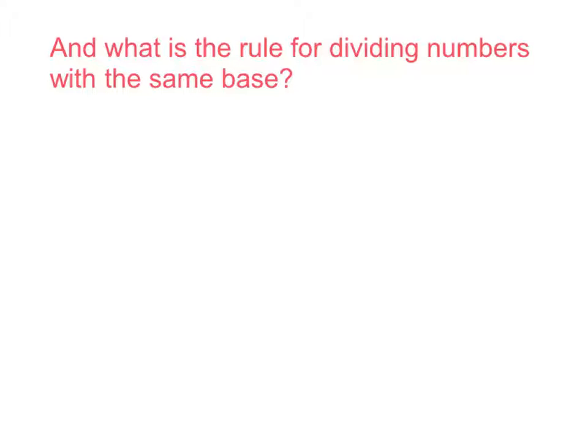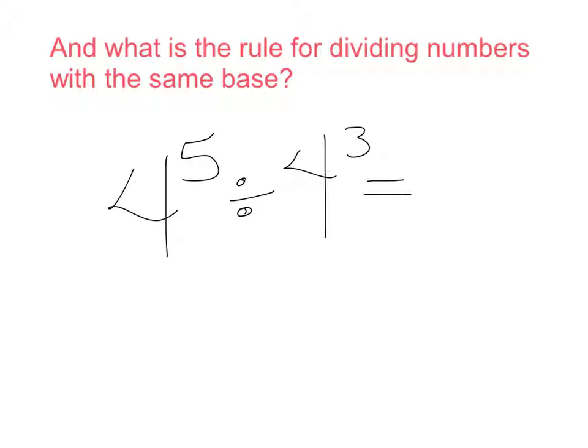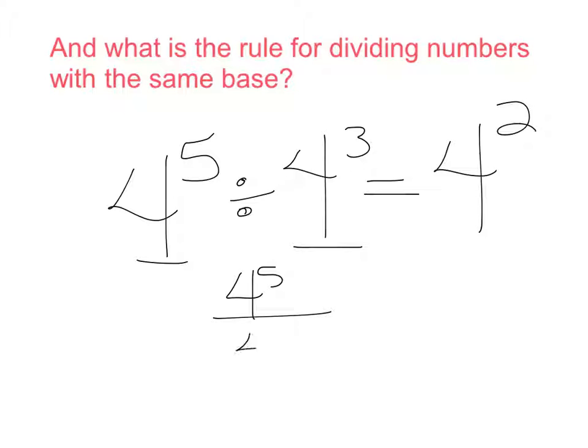With that said, if you need to, look at your foldable. What was the rule for dividing numbers with the same base? So in this case, if we had 4 to the 5th divided by 4 to the 3rd, the bases are the same. We bring it over. This time, we subtract our exponents. Remember, we can write division problems this way, and we can also write them this way as well.